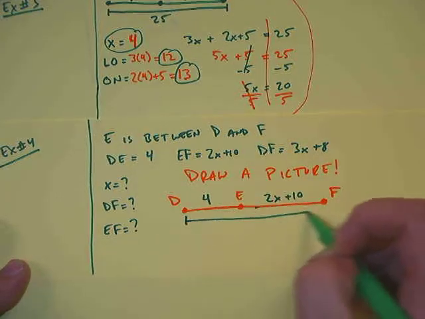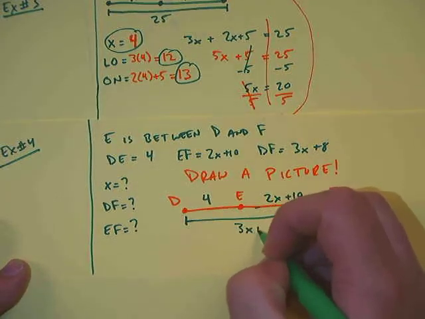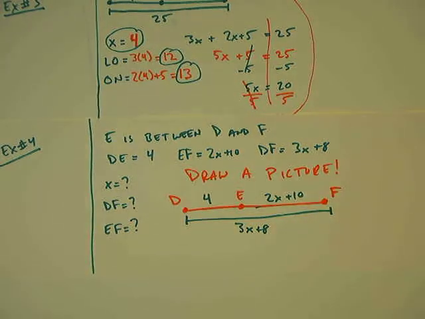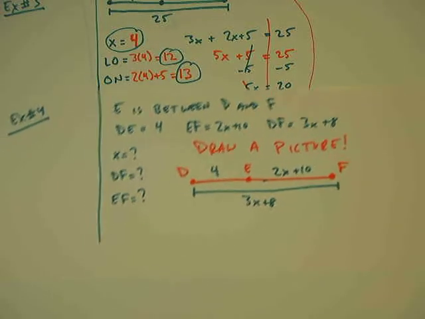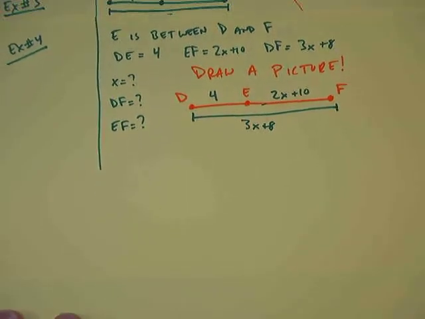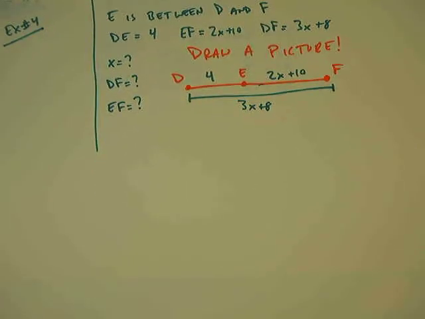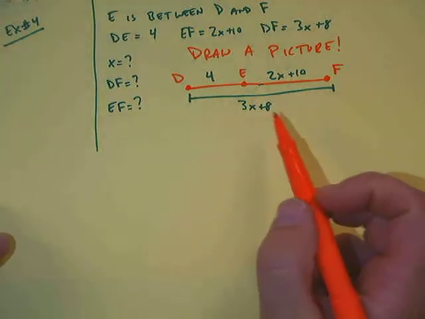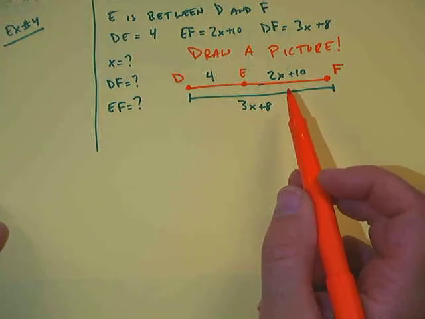We know that DE is 4. Here's DE. We're going to put 4 there. We are told that EF is 2x plus 10. Here's EF. We're going to put 2x plus 10 there. And then DF is the whole thing, and it is 3x plus 8. Okay, so now that we have a picture, this looks a lot like example 3. Now we just need to set up an equation and solve it.